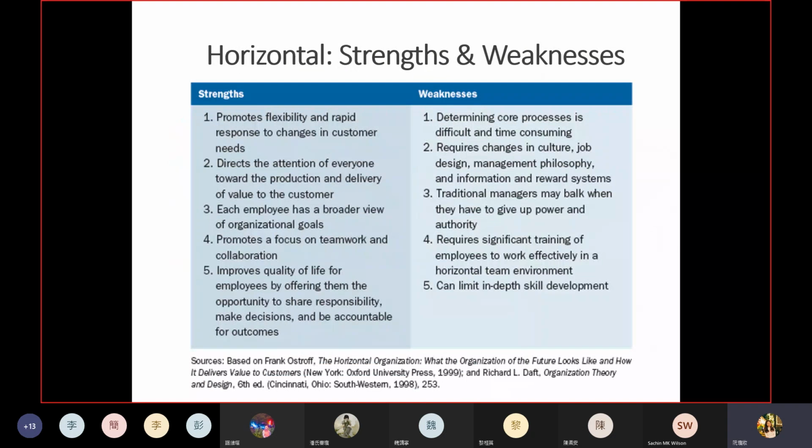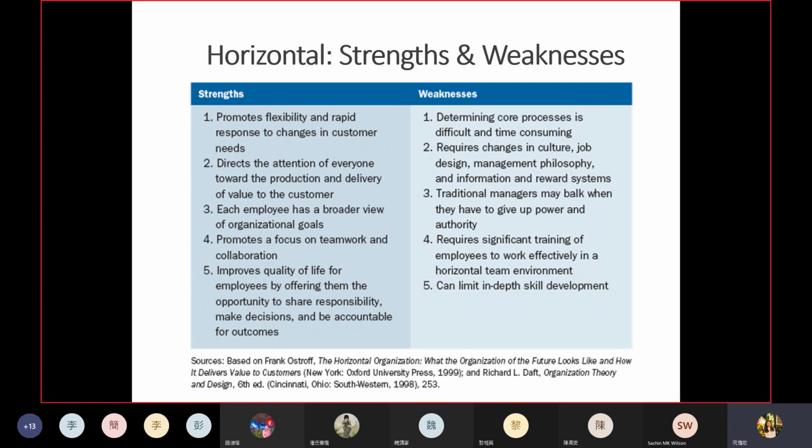here we have some strengths and weaknesses of horizontal structure. So we can see from the left-hand side the strengths of horizontal structure. First, it promotes flexibility and rapid response to changes in customer needs. This one is quite obvious, like in the examples that I mentioned to you guys. The second and the third thing: it directs the attention of everyone towards the production and delivery of value to the customer, and at the same time, it lets the employees have a broader view of organizational goals.